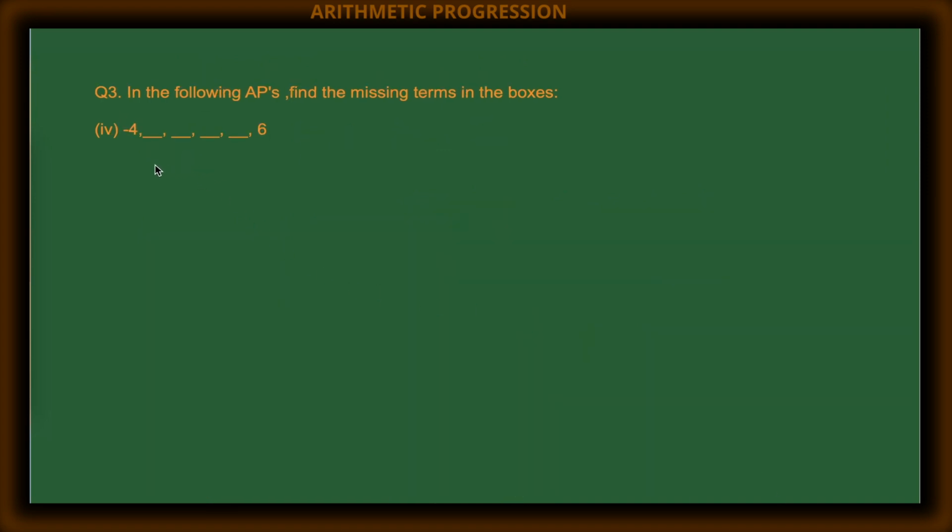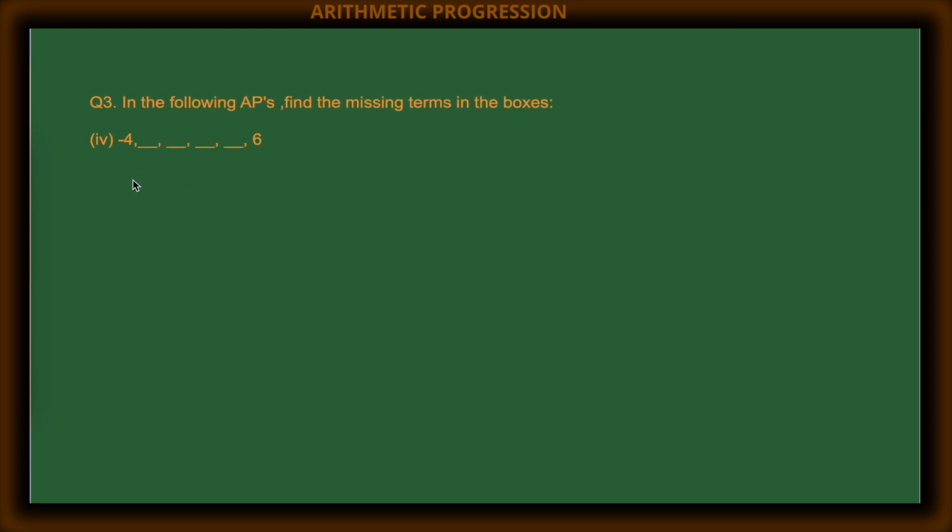Oh, we have a lot of missing terms. We have A equal to minus 4. How many terms do we need to find? 1, 2, 3, 4: A2, A3, A4, A5. And we have been given the sixth term, A6, as 6.